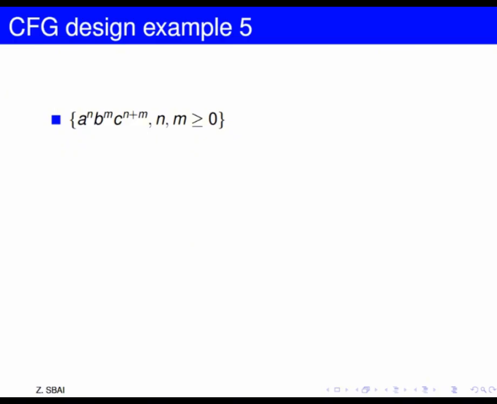Here we are with another simple example of context-free grammar. We want to generate from this grammar the strings in the form a to the n, b to the m, c to the n plus m. So we will have a list of a's, say that we have n a's, then we will have m b's, and then we will have n plus m c's. So we need the sequence in this order with these numbers of the letters A, B, and C.